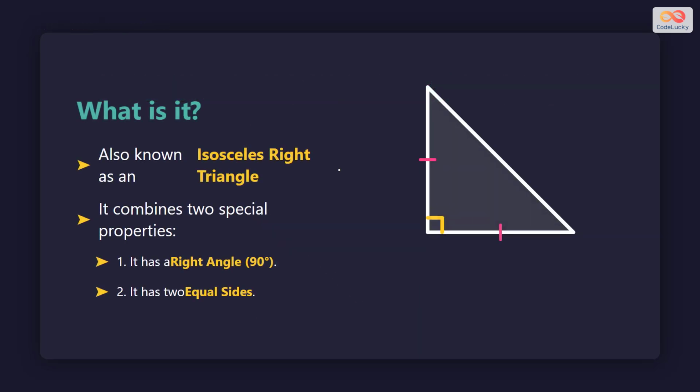First, let's define what this triangle actually is. It is formally called an isosceles right triangle. This name tells us two key things. First, it is a right triangle, meaning it has one 90-degree angle. Second, it is isosceles, which means it has two sides of equal length.